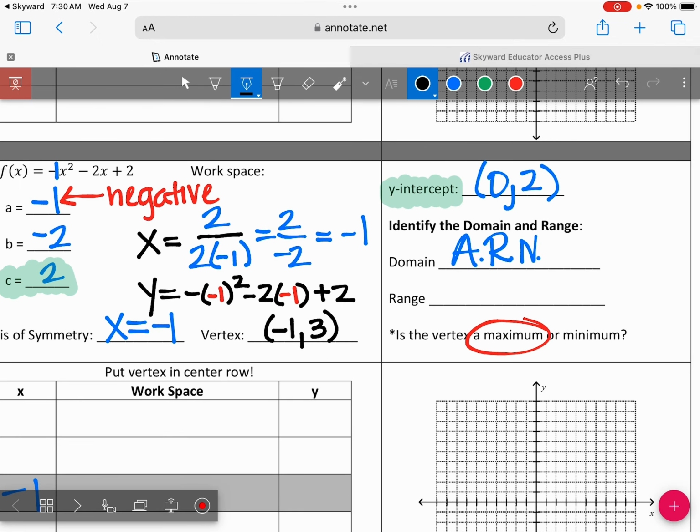So let's go ahead and fill in our range. Because this is a maximum, it's a frown. You're going to start off with y is less than or equal to. Instead of greater than, we use less than. And we're going to put that 3 right here.